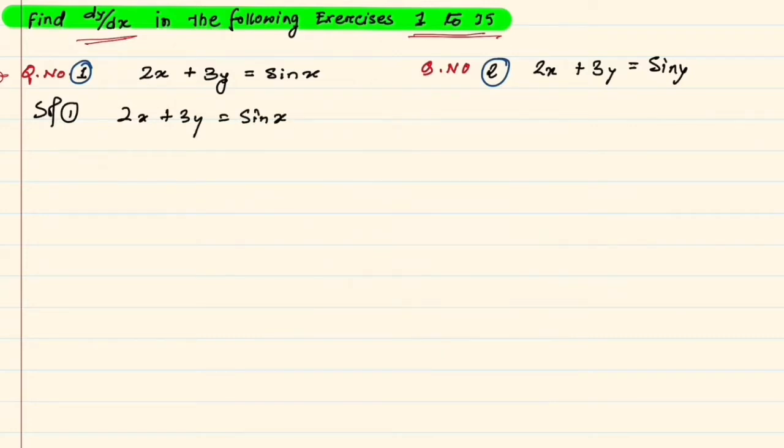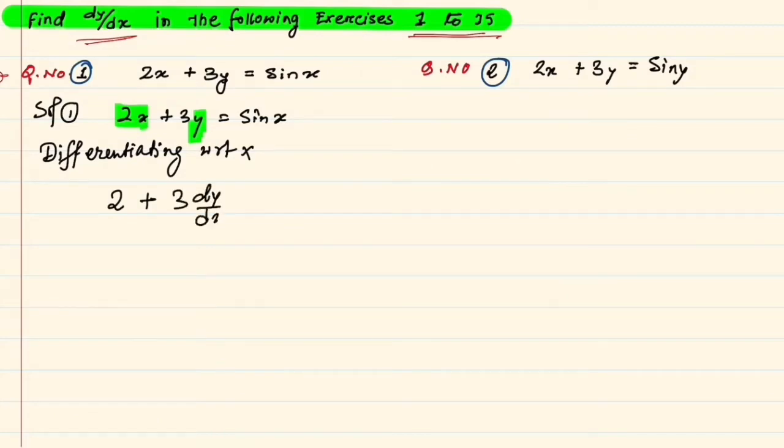So differentiating with respect to x. If you differentiate the first term, then what you will get? You will get 2. And as we are differentiating with respect to x, the derivative of 3y will be 3 dy/dx. Then the derivative of sin x is cos x, isn't it? Cos x.